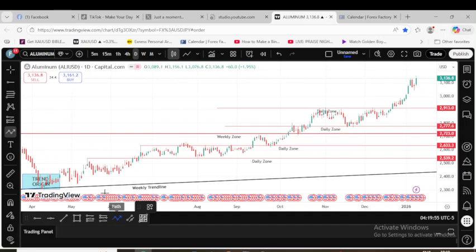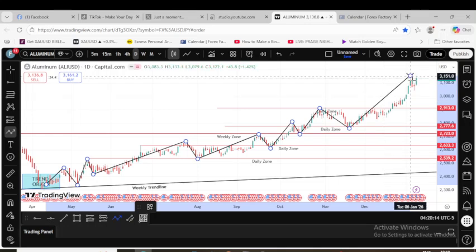Let's identify our market structure. So we have an impulsive move here, correctional, impulsive, correctional. We have an impulsive move to about here, correctional, impulsive, correctional, impulsive, correctional, impulsive, correctional, and then impulsive.